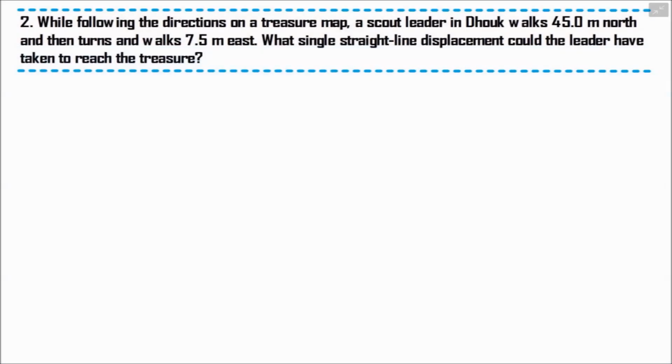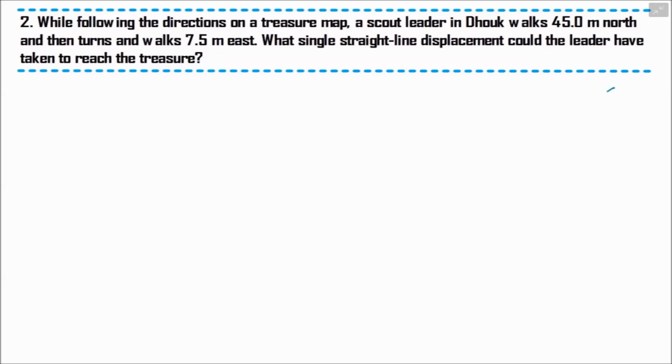Hello, welcome everyone. In this question it says, while following directions on a treasure map, a scout leader in the Hawk walks 45 meters north and then turns and walks 7.5 meters east. What single straight line displacement could the leader have taken to reach the treasure?